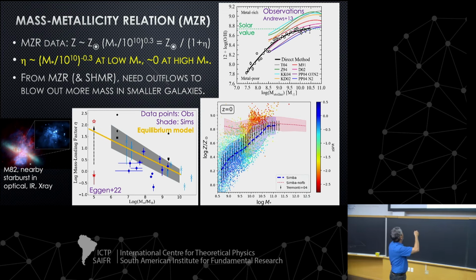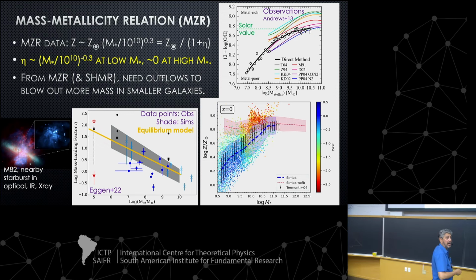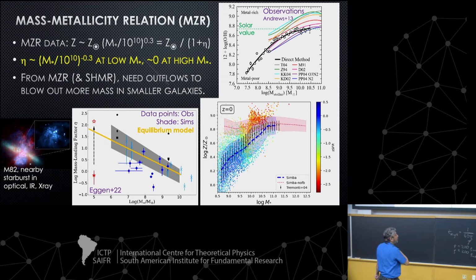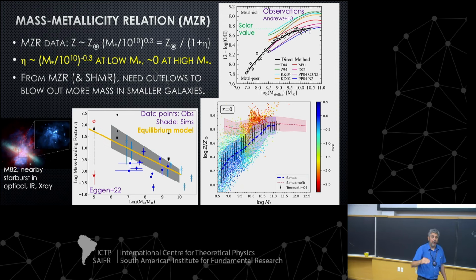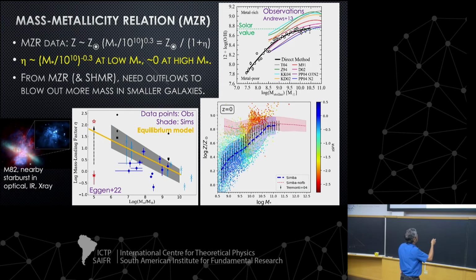Boom, here you go. That eta is equal to M star over 10 to the 10 to the power minus 0.3, all right? In other words, eta is inversely proportional to stellar mass, which is good. We want high mass outflow rates at low stellar masses. We want to get rid of more stuff, suppress more star formation, right? So that's good. And then, of course, it has to kind of go to zero effectively at very high masses, right?